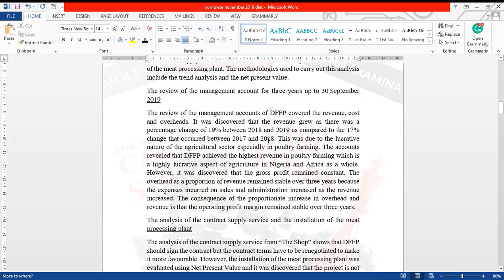And you have to give a reason. This was due to the lucrative nature of the agricultural sector, especially in poultry farming. The account revealed the highest revenue in poultry farming. It was also discovered that, so I explained everything now. They told us that we should talk about revenue, right? So I summarized everything about revenue. They were also asked to talk about the operating profits, the gross profit, right? We spoke about that here as well.